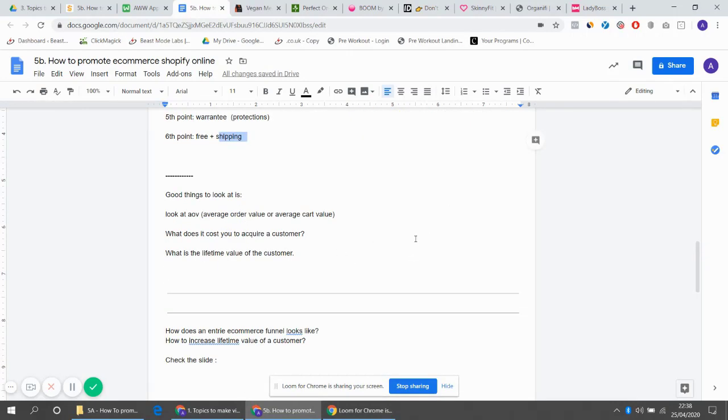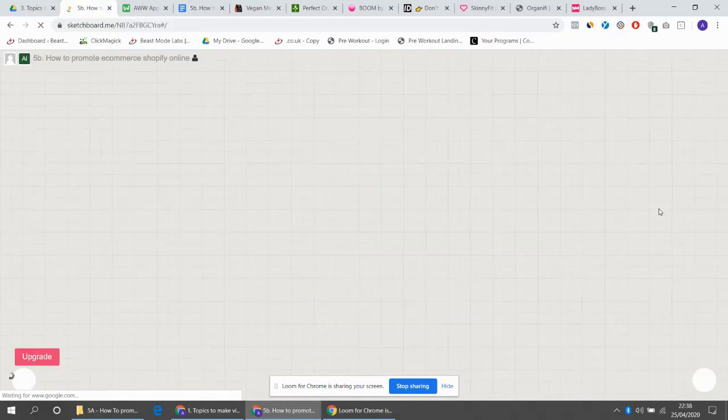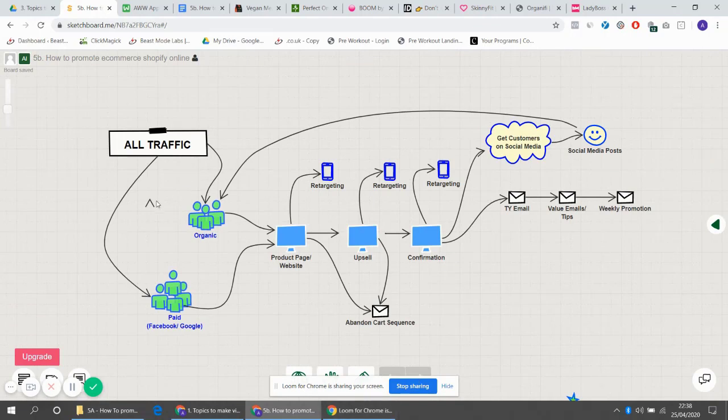Now I'm going to show you a chart which will be interesting. This is an entire e-commerce funnel. If you see, we have paid traffic and we have organic traffic. People are coming with paid traffic, and they come to your product page. If they buy the offer, they go to the upsell, and then they go to the confirmation page. But if for some reason they have added to the cart and exited, they are taken to an email sequence.